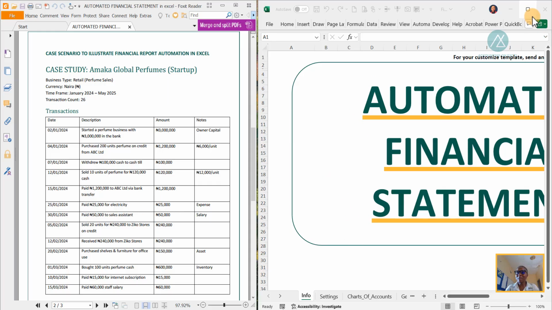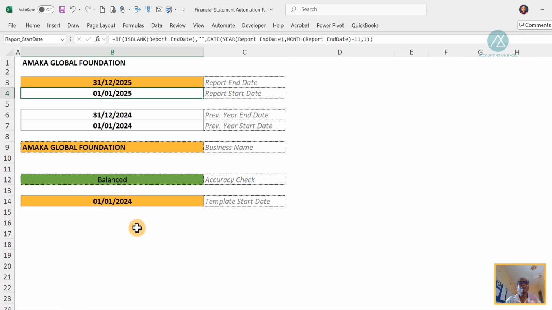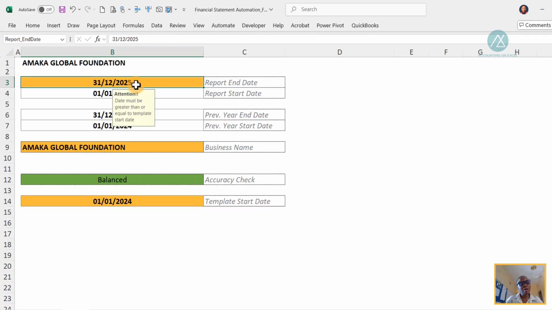So for the template, let me just maximize the template. Let's go through it before we go back. So you can see we have this just for information purposes. That's why I call it the info sheet. So we have the settings. On this settings sheet, you'll just have to input on the cells with the yellow or orange cell fill. This and this, these are the cells you're going to make input. So the cells with the orange fill are the cells you're going to make input.